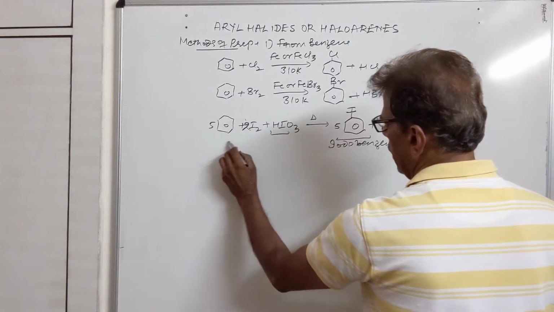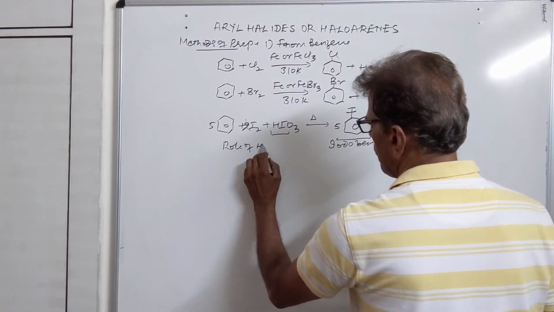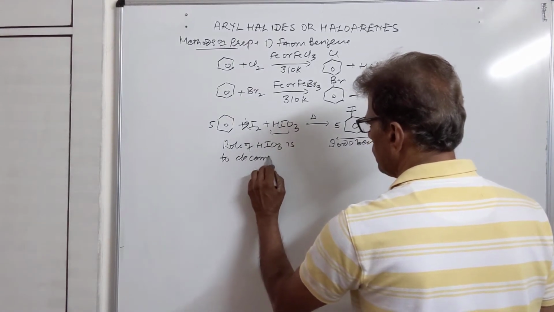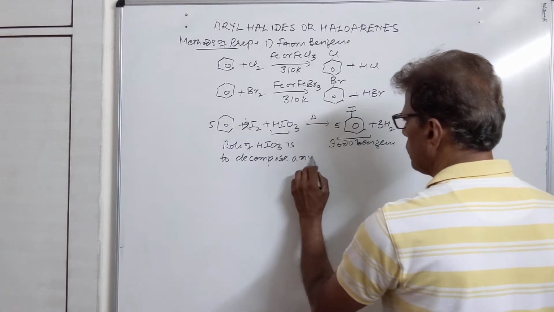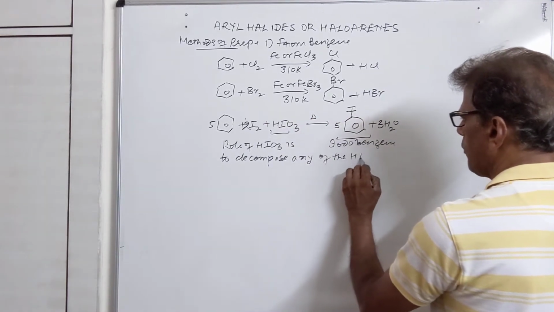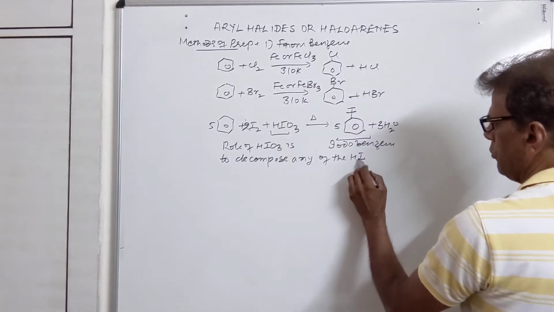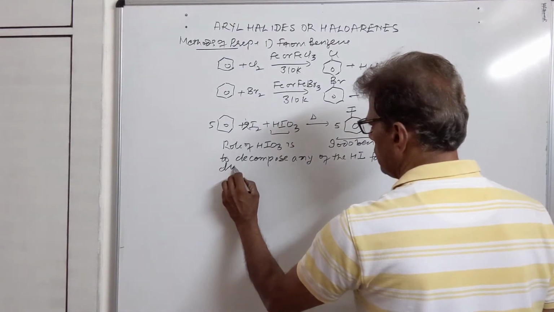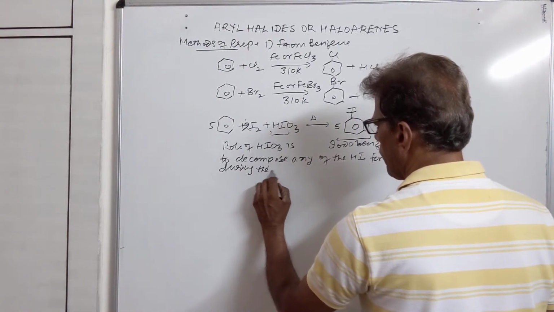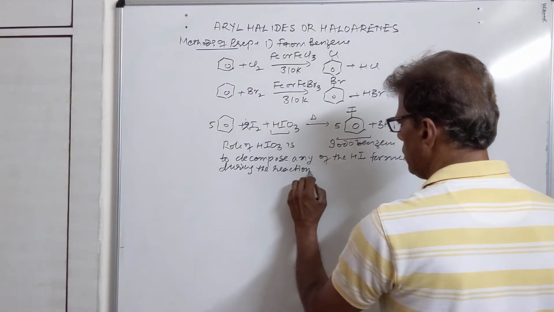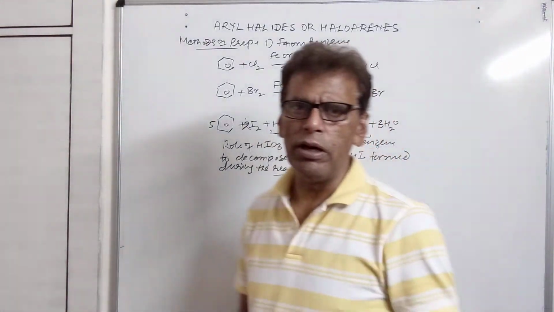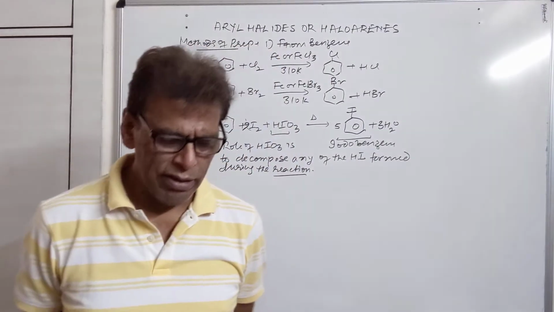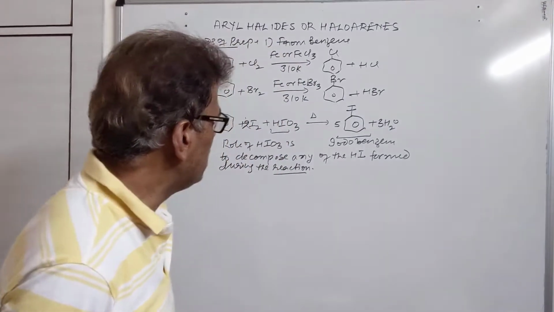The role of HIO3 is to decompose any of the HI, just as HBr and HCl are formed, HI is formed during the reaction. Otherwise, the reaction would have been reversible. The iodobenzene produced by this method would have reacted with HI again and would have given us the benzene again.